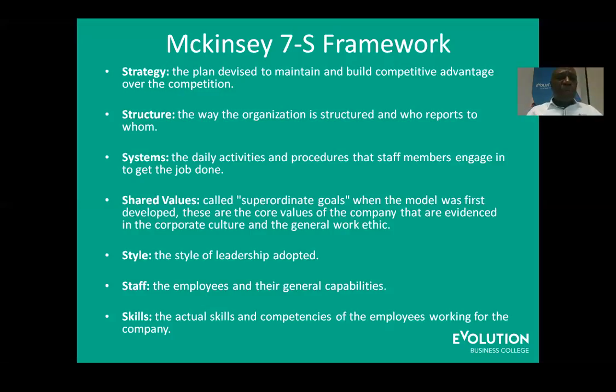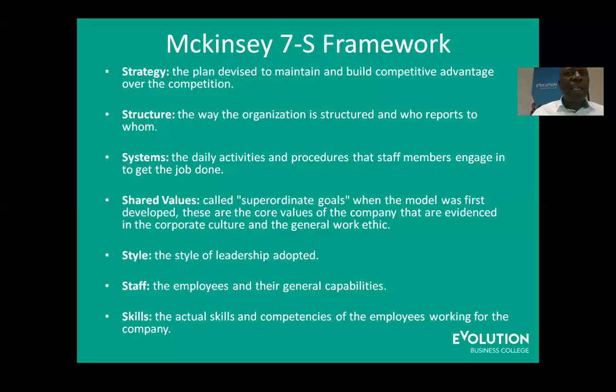When this model was first developed, the core values of the company were evident as culture and the work ethic. And style: leadership style. Is it a democratic style? Does the leader have dictatorial tendencies? What sort of style does your leader use in terms of leading? Again, when you talk of style, there are various leadership styles. I want you to research that.